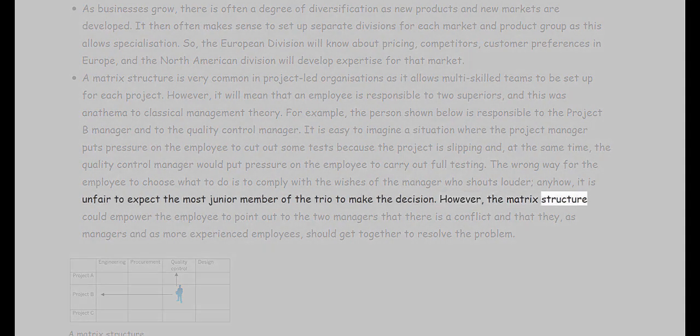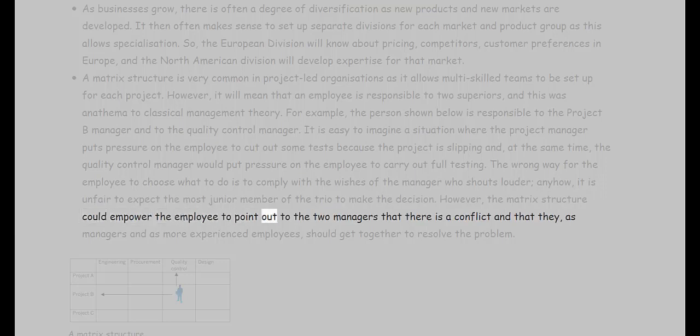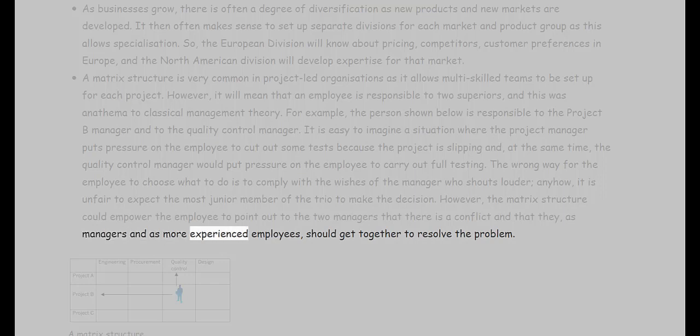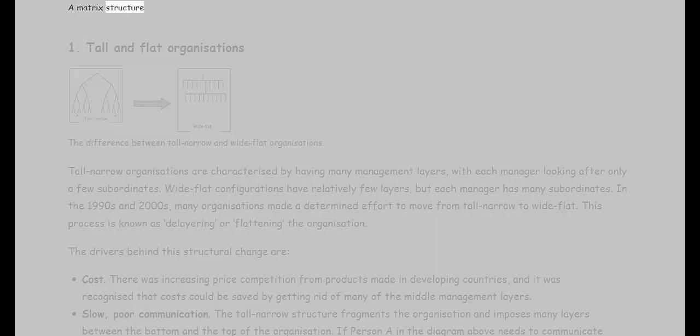However, the matrix structure could empower the employee to point out to the two managers that there is a conflict and that they, as managers and as more experienced employees, should get together to resolve the problem. A matrix structure. Tall and flat organizations.